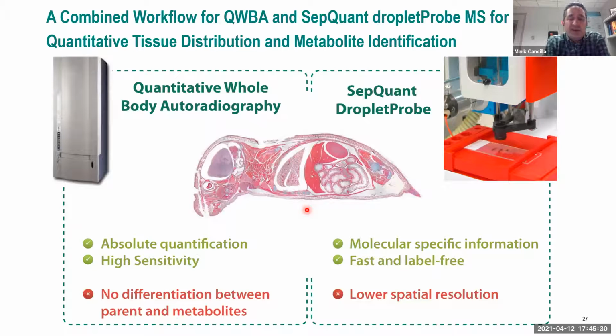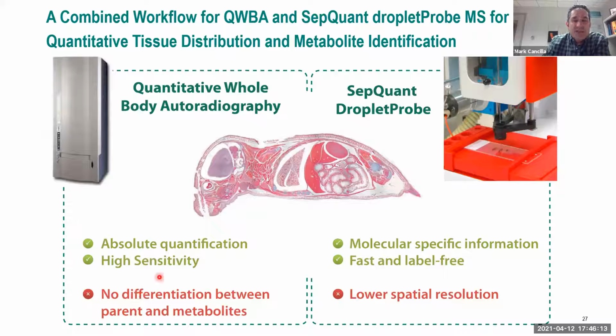So the first application we did with this is we combined it with our quantitative whole body autoradiography workflow. So we combined this SetQuant droplet probe on tissue sections that we were doing QWBA on. With quantitative whole body autoradiography, you have a radio-labeled molecule which is dosed, and then you see how it's distributed throughout the tissues in an organism. And you get absolute quantitation because you're measuring the emission from, whether it's tritium or C14. And it's very sensitive because you're not using mass spec as your readout.